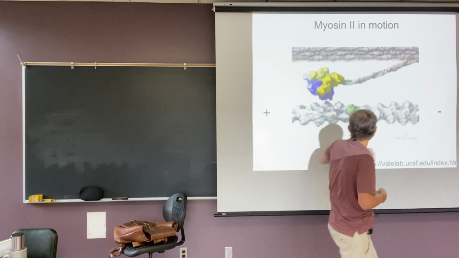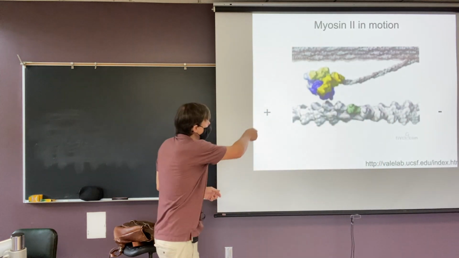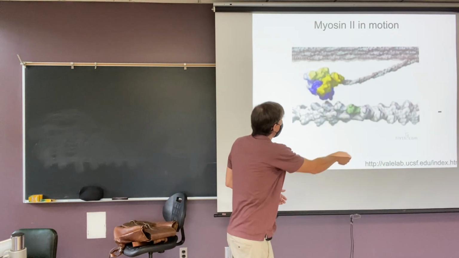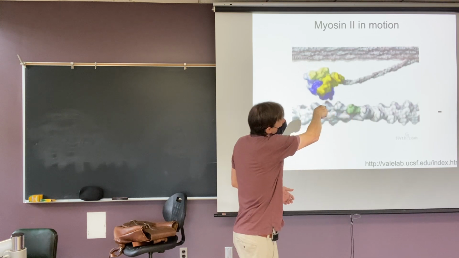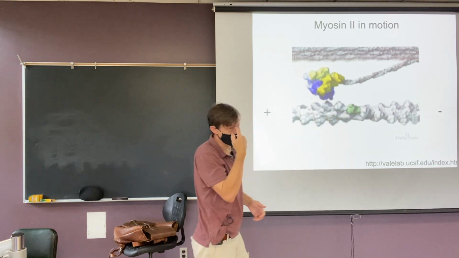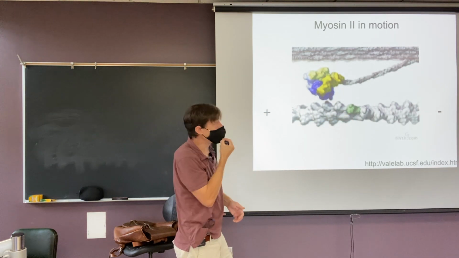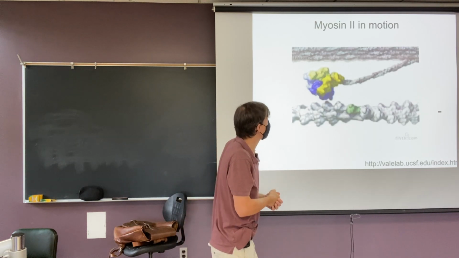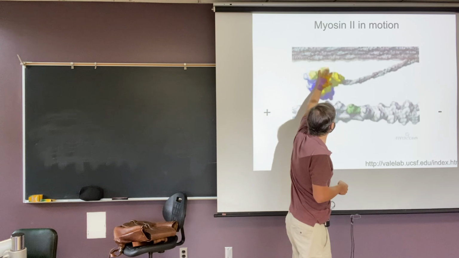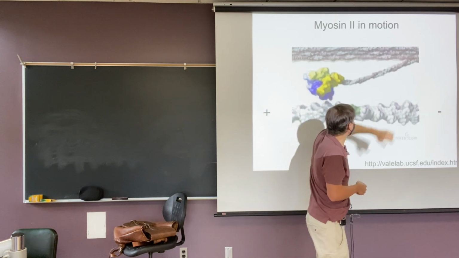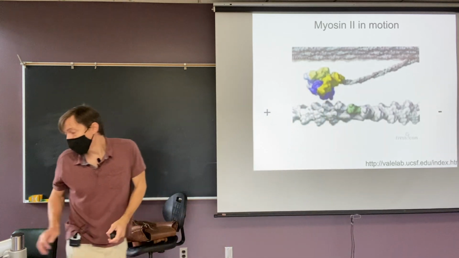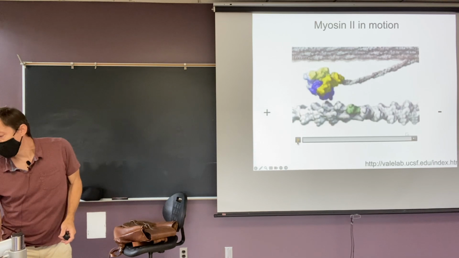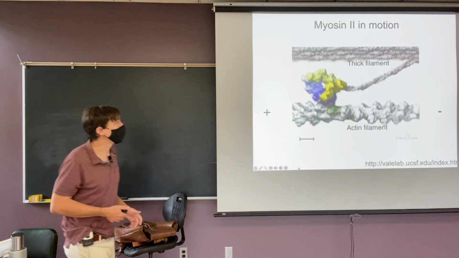Here is an actin filament. This is the plus end of the actin filament. This is the myosin. And this is going to be called a thick fiber. So it's a bundle of non-muscle myosin 2 or skeletal muscle myosin 2. And this is the myosin head, and there's the neck. We'll put it in motion and talk about how myosin 2 works.